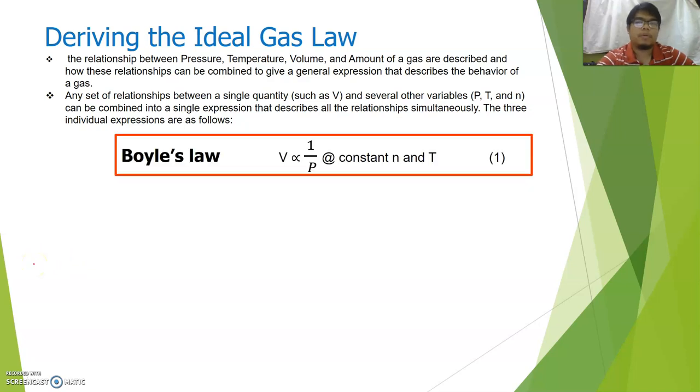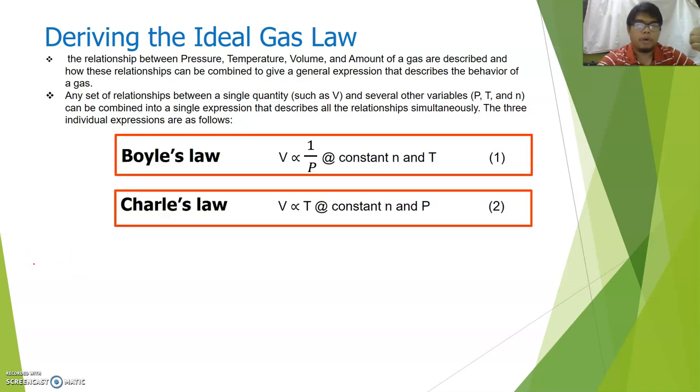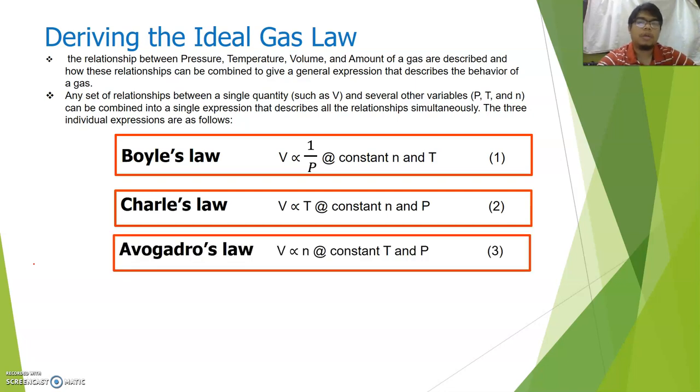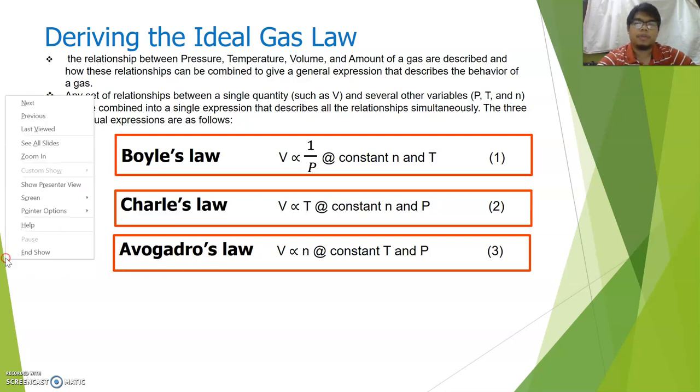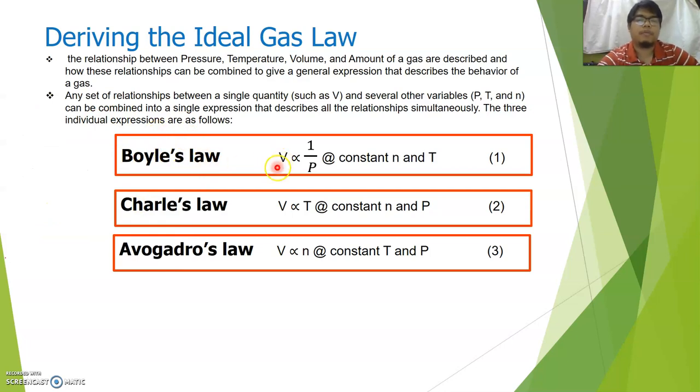Based on the ideal gas law, we will follow Boyle's law, Charles's law, and also Avogadro's law. The first one is Boyle's law, which says that V, or volume, is inversely proportional to the pressure at constant n, the moles, and T. Charles's law says V is proportional to temperature at constant n and P, while Avogadro's law says that volume is proportional to moles at constant T and P.